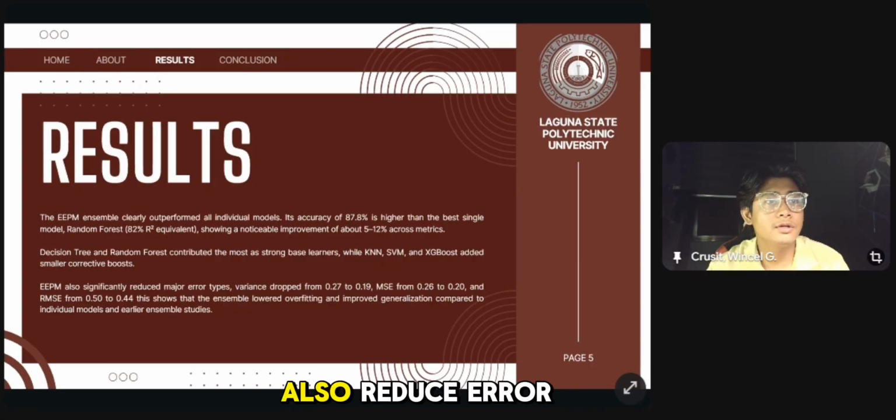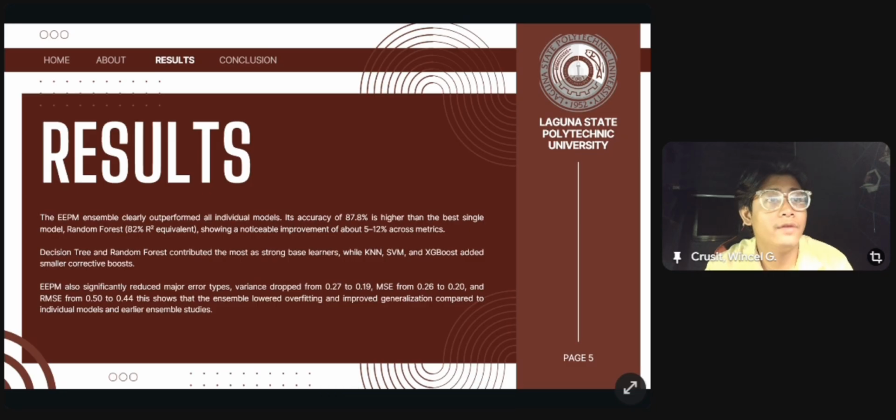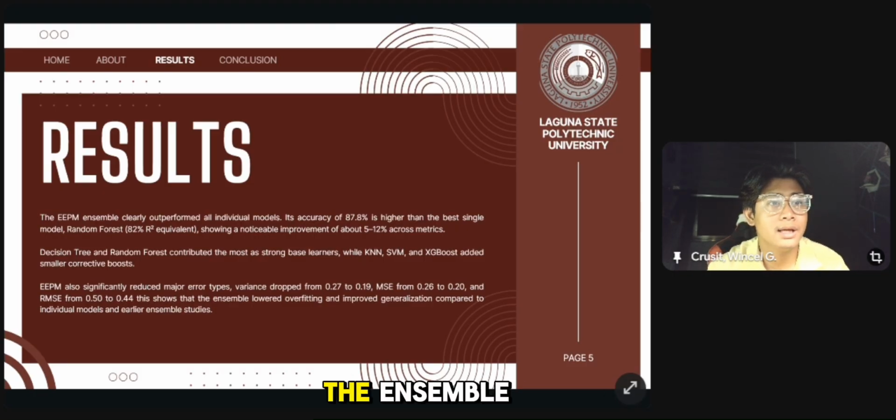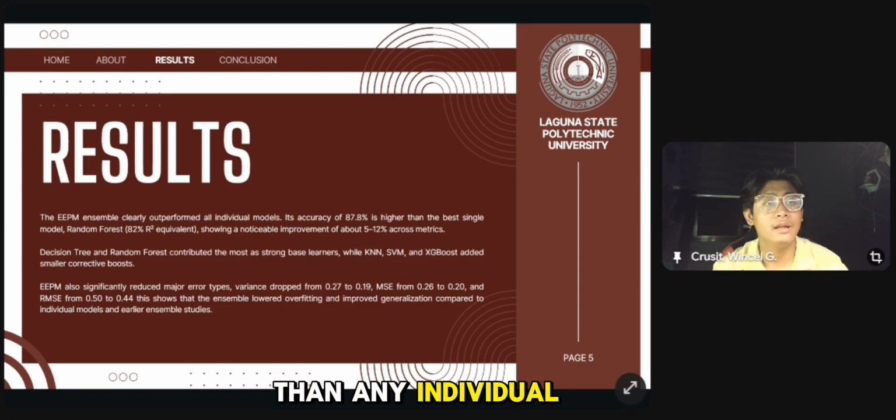The ensemble also reduced error significantly. Variance dropped from 0.27 to 0.19. MSE dropped from 0.26 to 0.20. RMSE dropped from 0.50 to 0.44. In simple terms, the ensemble became more stable, less overfitted, and more accurate than any individual model.